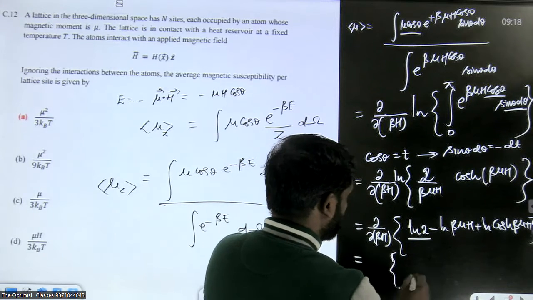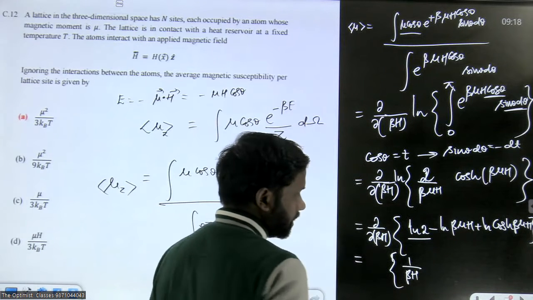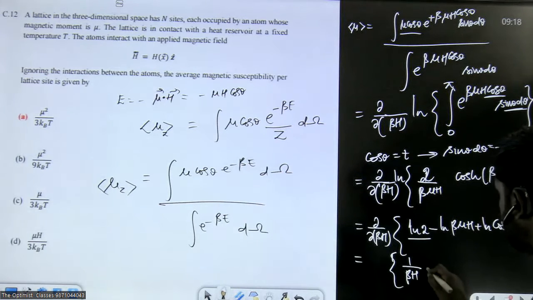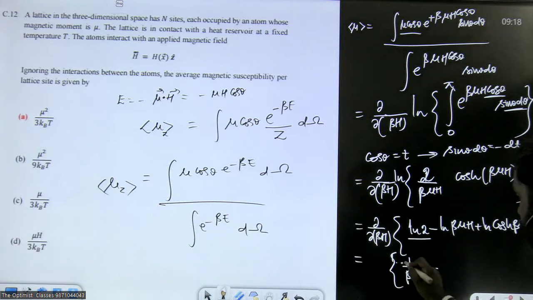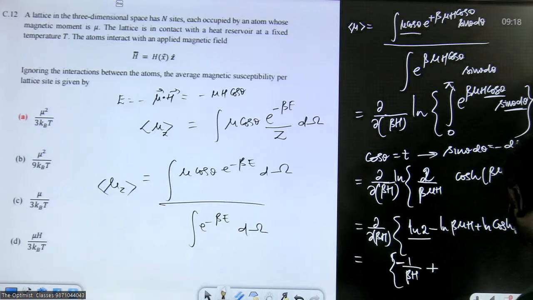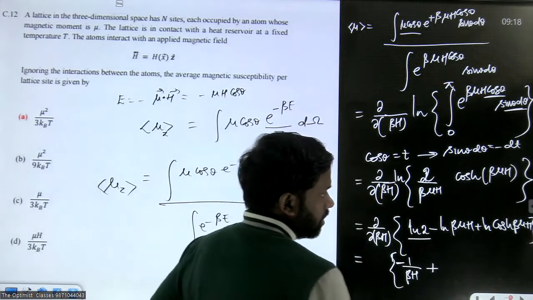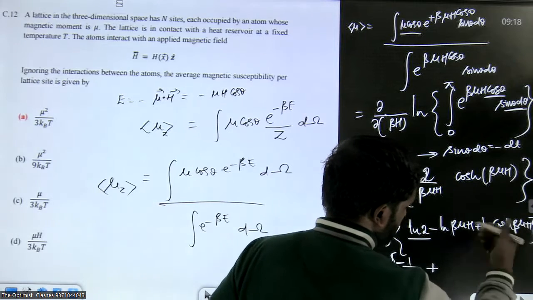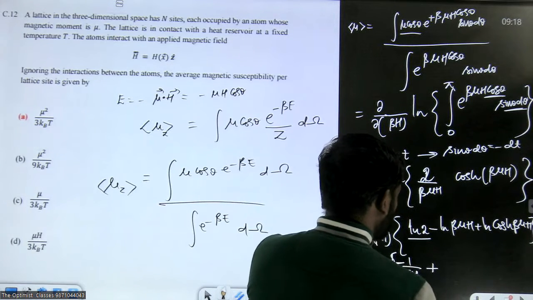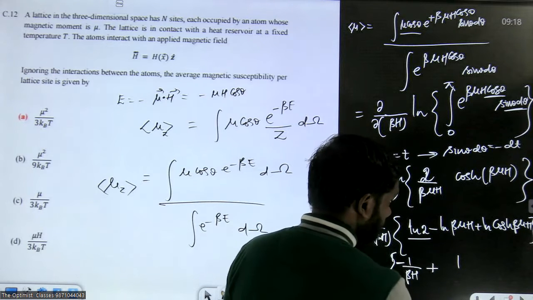So from here we'll get 1 by beta h. Okay, that's what we have: beta h minus, this is minus actually, and plus. This differentiation will give us, since this is cos hyperbolic, 1 by cos hyperbolic and then sine hyperbolic. So this will give you tan cot hyperbolic 1.